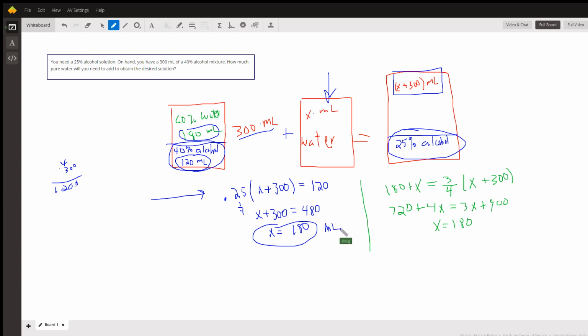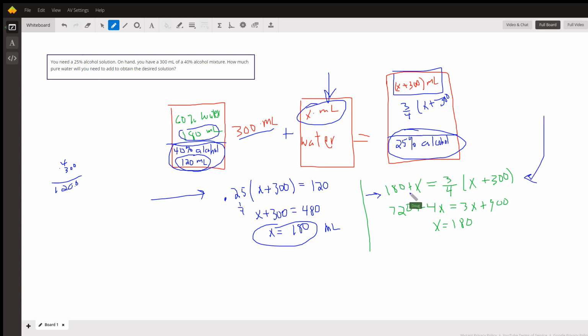Another way to think about it is to focus on the water. So this 180 milliliters of water plus X milliliters of water, that's this right here, is equal to, well, the amount of water in this beaker, which is 3/4 or 75% of X plus 300. That's water. So here's the equation you could set up if you were focused on the water.